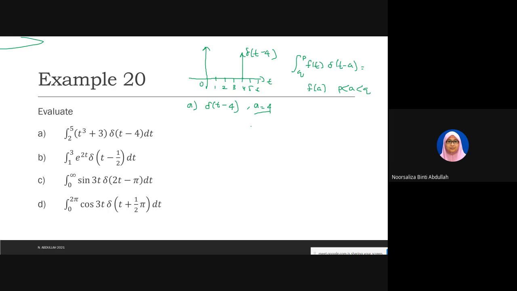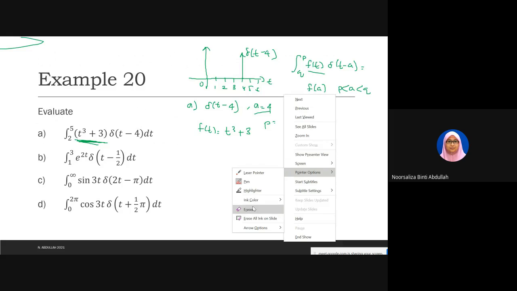Okay. Next. What is your FT? FT is this one. This is your FT, betul? Betul. So your FT is T kuasa 3 plus 3. And what is your P? P awak sama juga dengan 2. Oh, saya salah, P kat bawah, Q kat atas. Sorry. Salah ni.